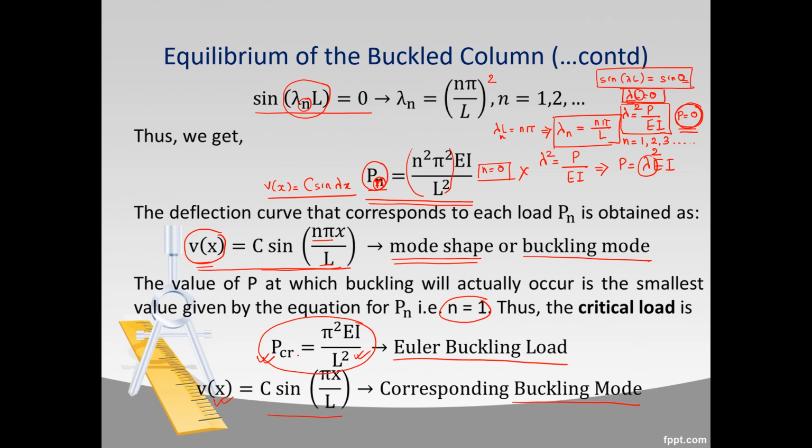You can see that the Euler buckling load is directly proportional to the flexural rigidity of the column and inversely proportional to the square of the length. So the longer your column is, the lesser will be your Euler buckling load. And the larger your flexural rigidity, the higher will be the Euler buckling load. So this is the derivation that we are trying to do today, the derivation of PCR.